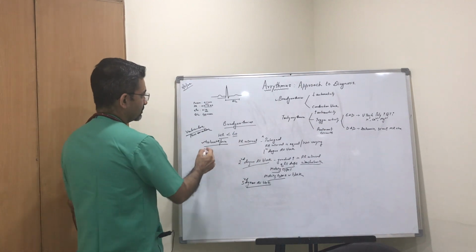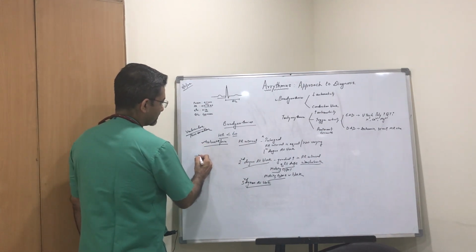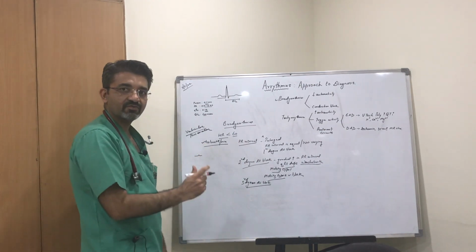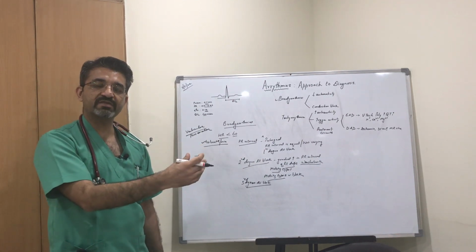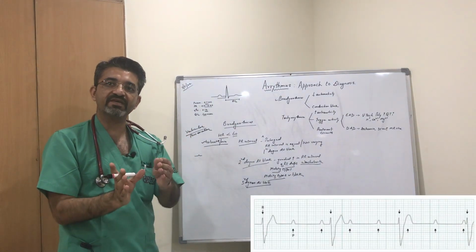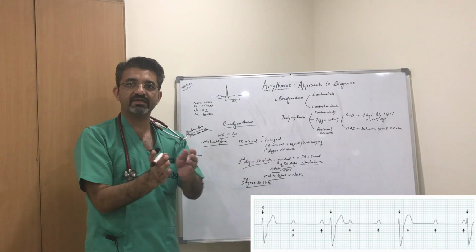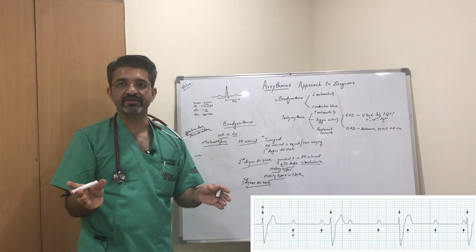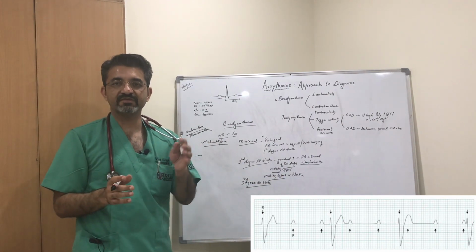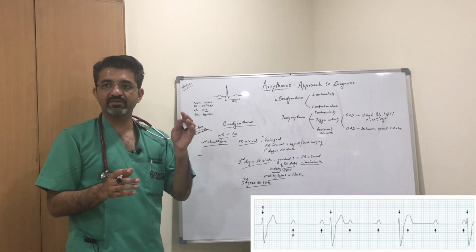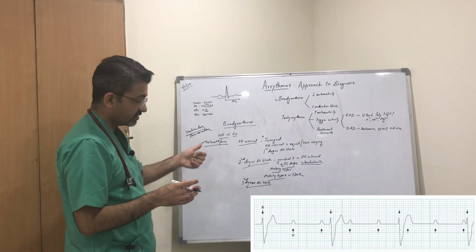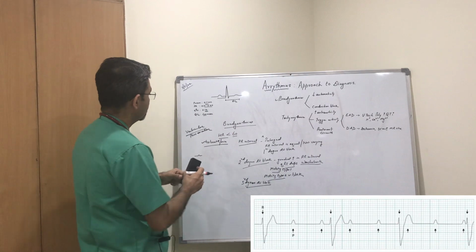right? So atria are beating at their own pace, ventricles are beating at their own pace, there is no relation between P wave and QRS. So PR interval has no significance. None of the P wave is transmitted in the ventricular myocardium. So this is third degree heart block.